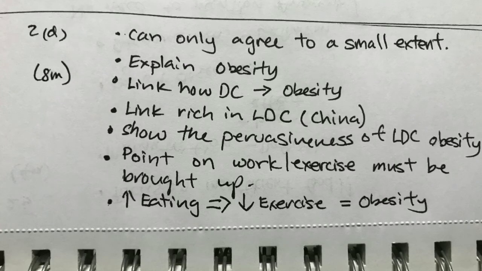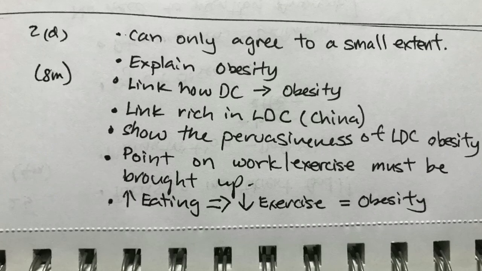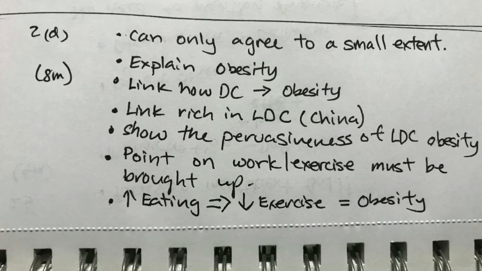Another counterpoint that can be brought in as a second contrast factor is the impact of the type of work in DCs and LDCs, and as a result, why it is that people living in DCs doing white collar jobs tend to suffer from obesity at a higher rate than LDC workers who are working blue collar jobs.